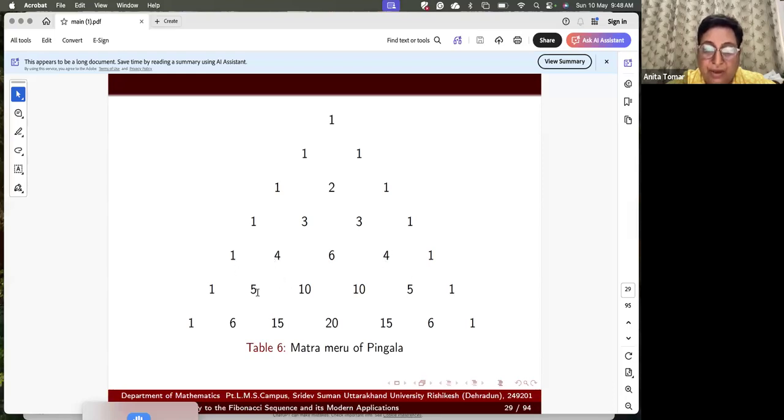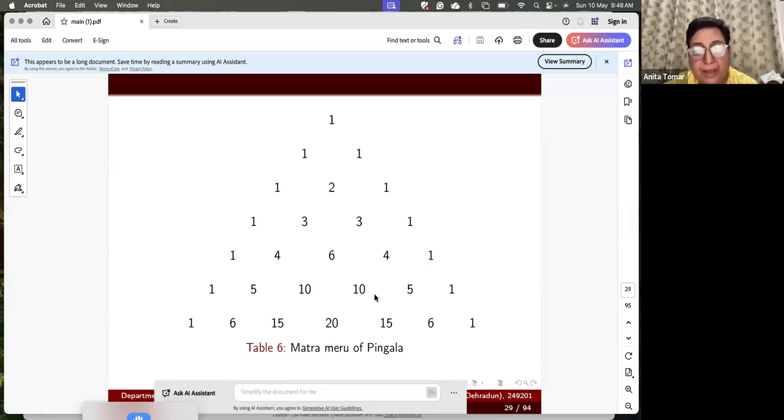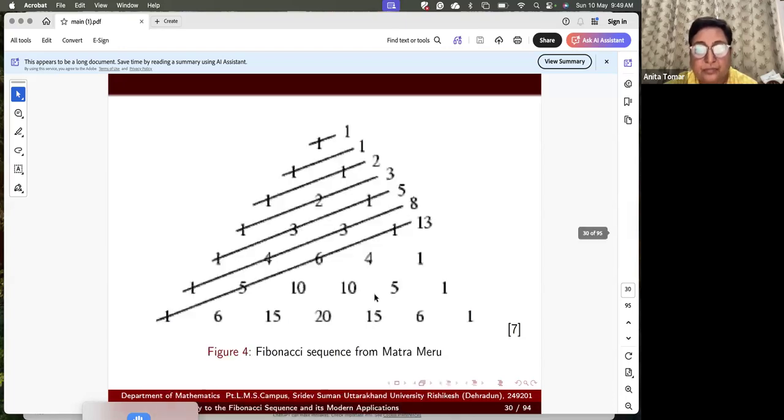So here 1 and 4 is 5. 4 and 6 is 10. 6 and 4 is again 10. 4 plus 1 is 5. 1 and 5, 6. 5 and 10, 15. 10 and 10, 20. 10 and 5, 15. 5 and 1, 6. So this is how we form this Matra Meru of Pingala. You can see that these are the binomial coefficients, and this is an easy way to get the binomial theorem, and this is also called Pascal's triangle nowadays, but it was given by Pingala way back.